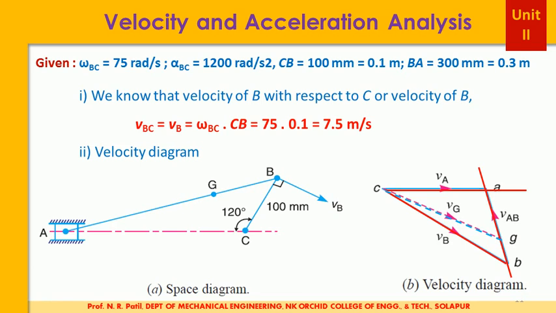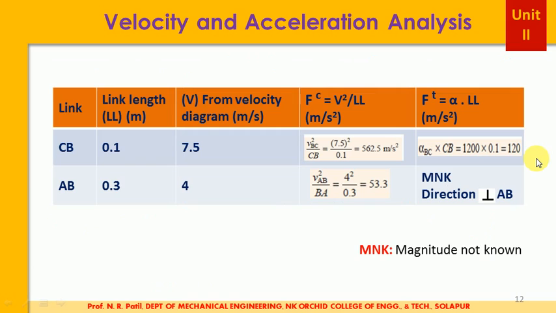To draw the acceleration diagram, you have to prepare a table, and everyone knows what the table is. Length, velocity of each link. You have to take it from the velocity diagram. Then acceleration has two components, centripetal and tangential. The centripetal component is v square by r, and you can get the centripetal component of each link whose velocity is known. That is very important. So you can get this column filled.